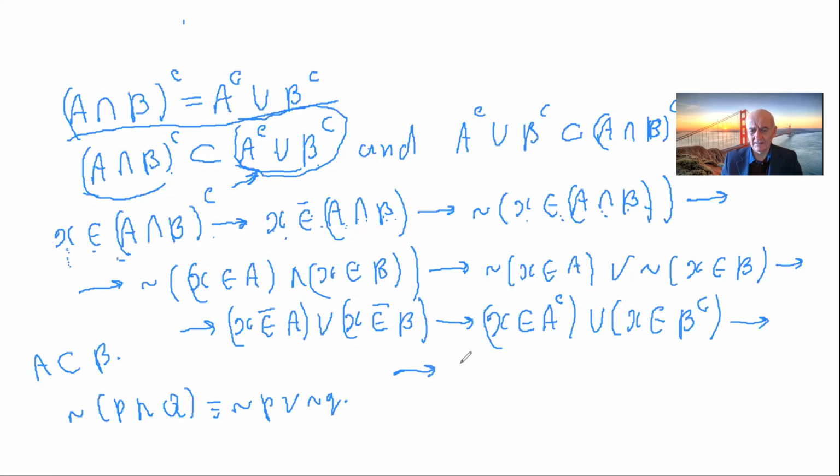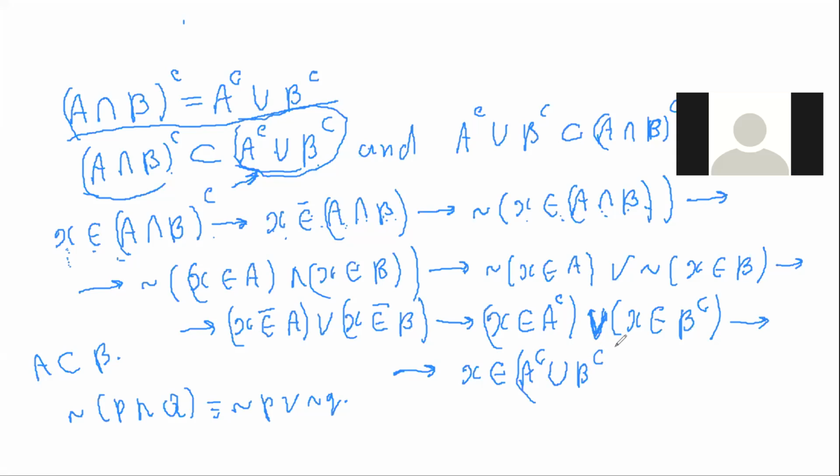And it means that X belongs to A complement, or, this is not union, but this is "or", X belongs to B complement. It means that X belongs to A complement union B complement by definition.